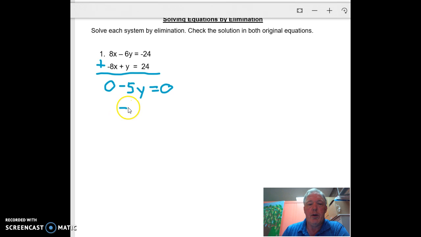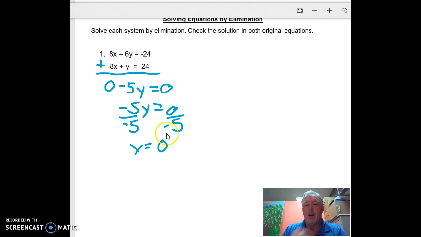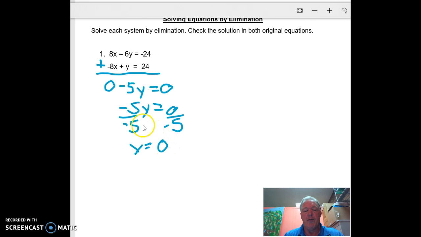So we know that we can bring minus 5y down. And we also know that when it's equal to 0 and we divide on both sides by negative 5, we're going to end up with y equaling 0. So we have y as part of our solution. Now let's take what y is equal to and plug it back in. We can use either equation. I'm going to use the top one.